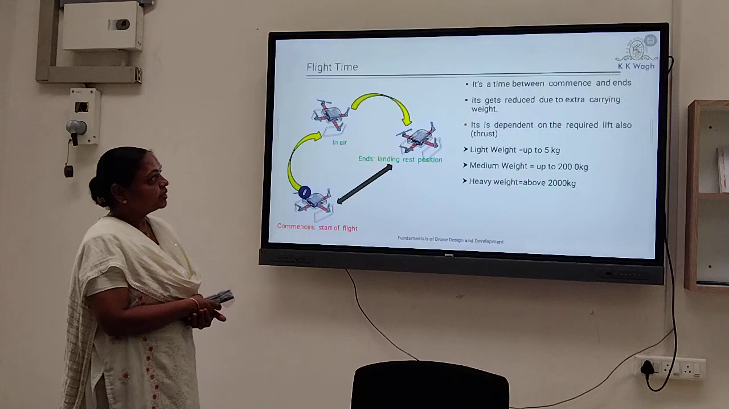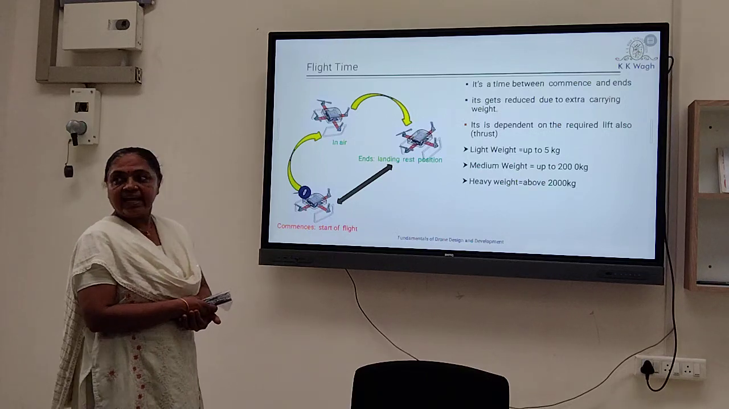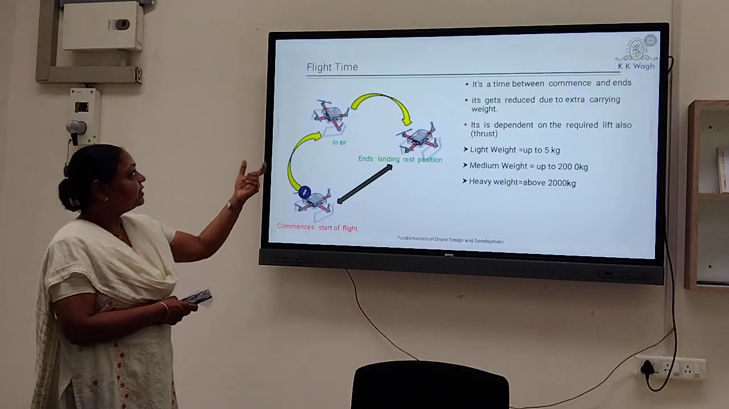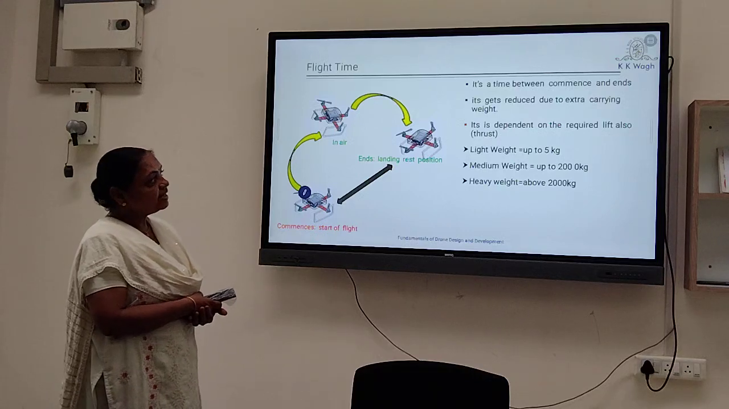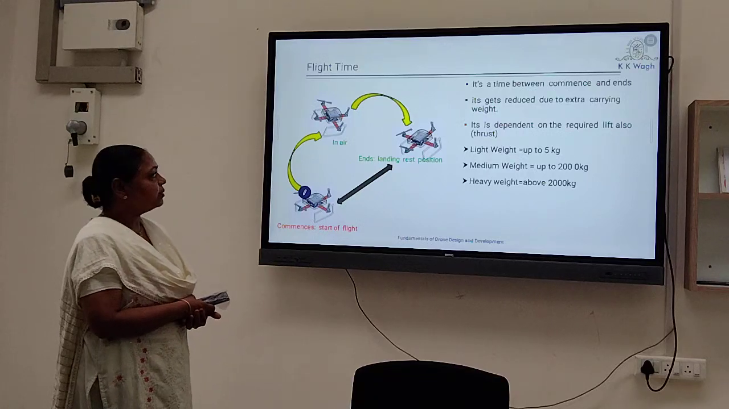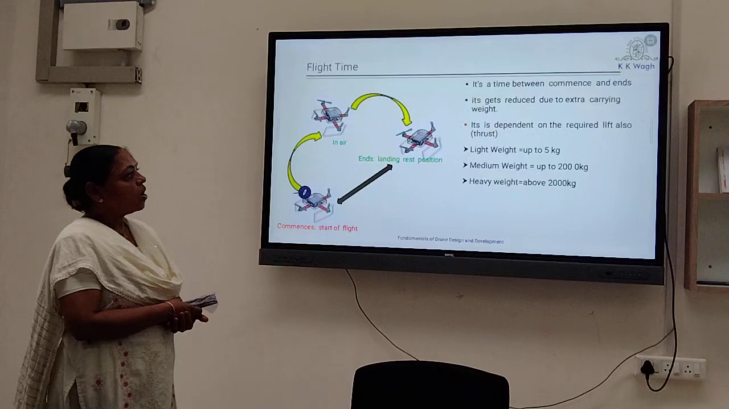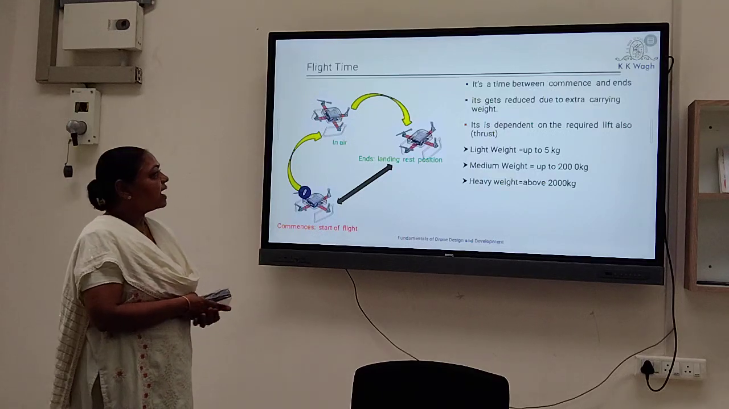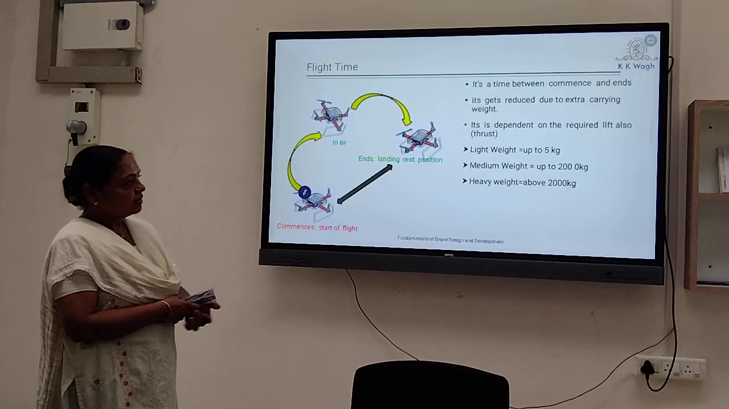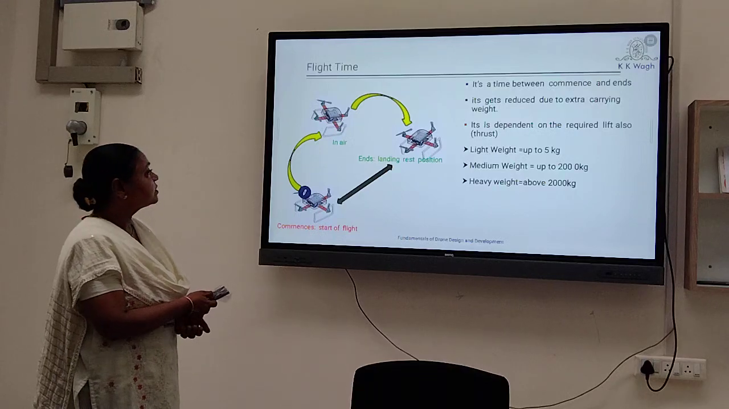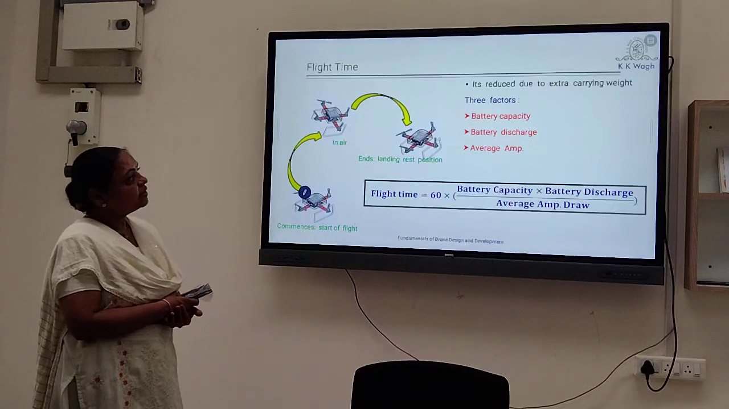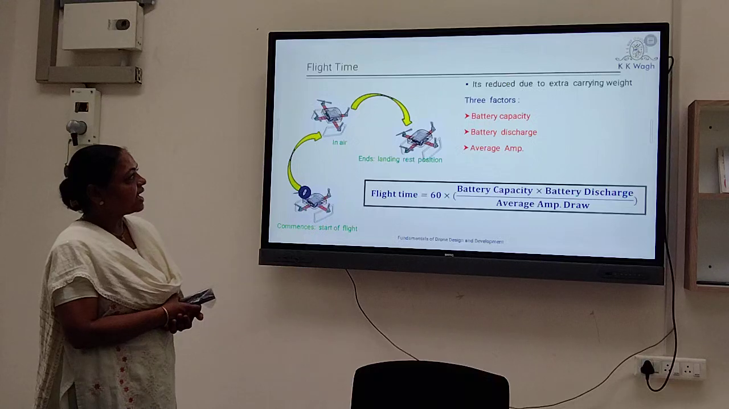Now, what is flight time? It is the time between the start and end when the drone flies. That starting time and end time, in between, is called flight time, and it gets reduced due to extra carrying weight. If the weight is more, then the flight time will be reduced. It also depends on the required lift, and that required lift force is known as thrust. The drone's flight time is reduced due to extra carrying weight.